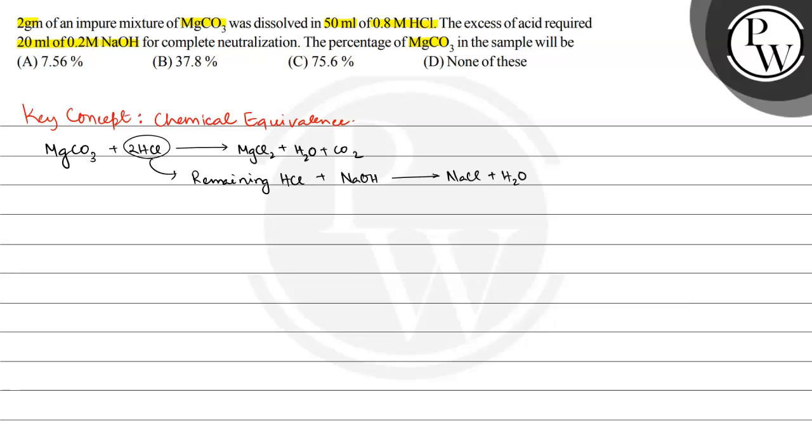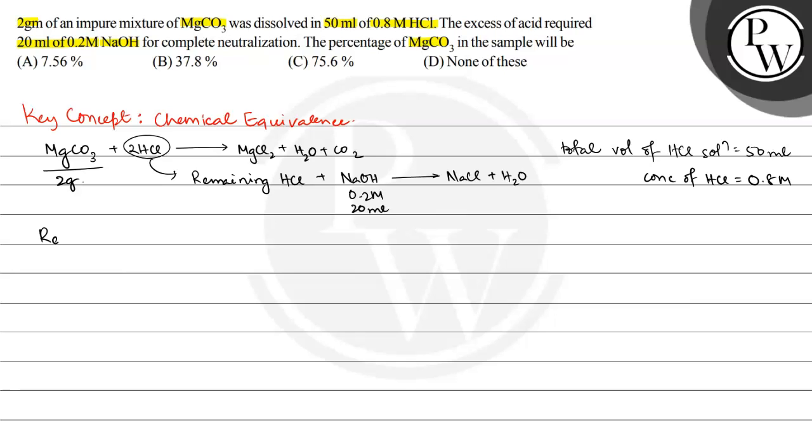Now for this NaOH solution, the molarity and volume are given, that is 0.2 molar and 20 ml. And the total volume of HCl solution was 50 ml and the concentration of HCl is equal to 0.8 molar. This we already have. So we have to calculate the amount of MgCO3 present in that sample, and the weight of the sample is 2 grams. Alright, so first let us calculate the number of equivalents of HCl in the remaining solution.